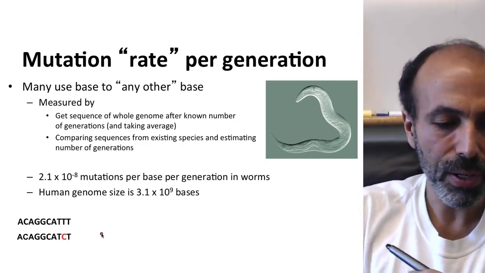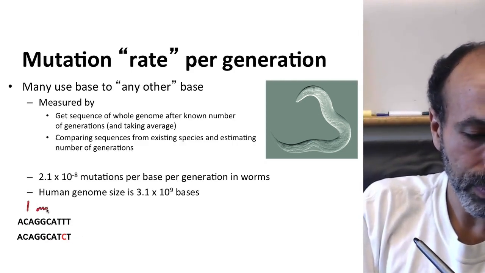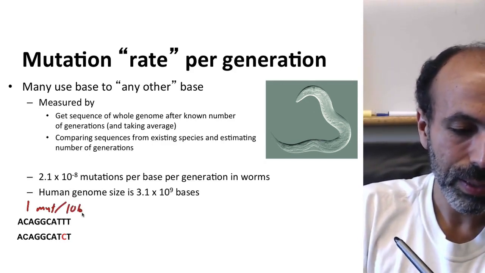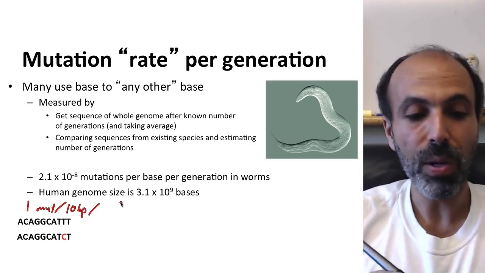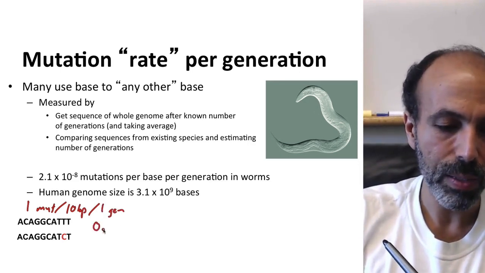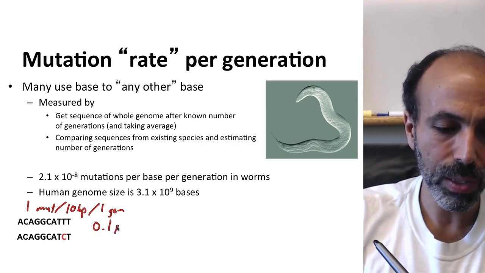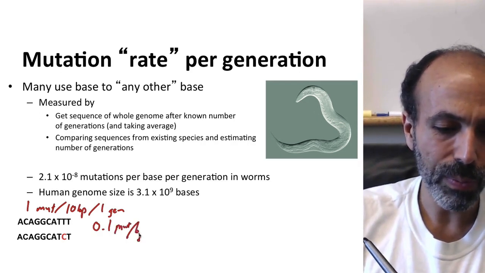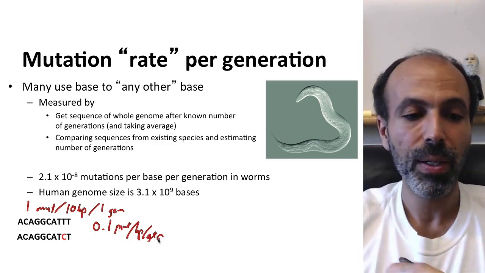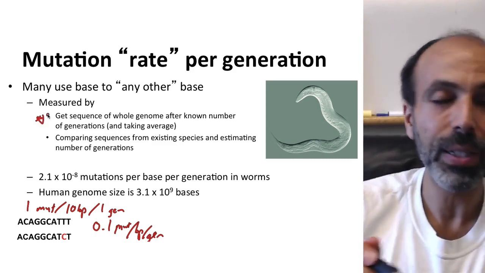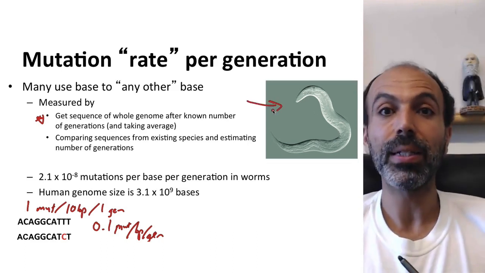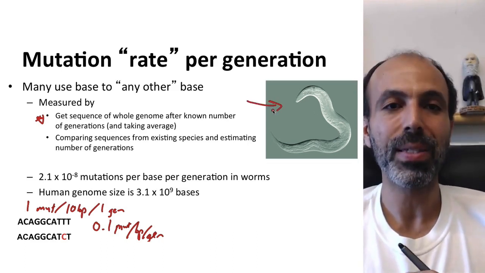So what do we have here? We have one mutation, right? How many bases do we look at? Well, we looked at 10 bases. And how many generations? We looked at one generation. So in this case, the mutation rate would be 0.1 mutations per base pair per generation. So that's the kind of thing you can do. This is something that's commonly done in model organisms, such as, for example, C. elegans. This is a classic worm example.